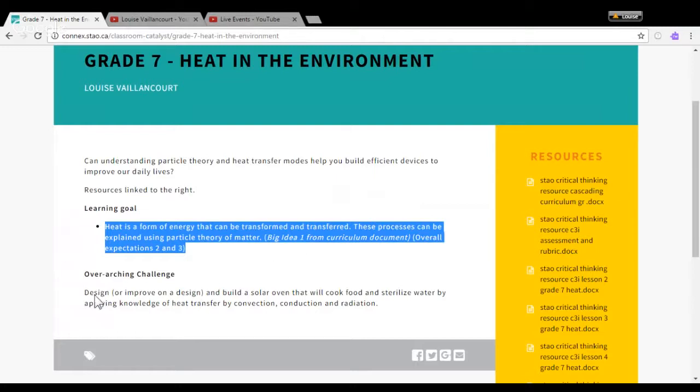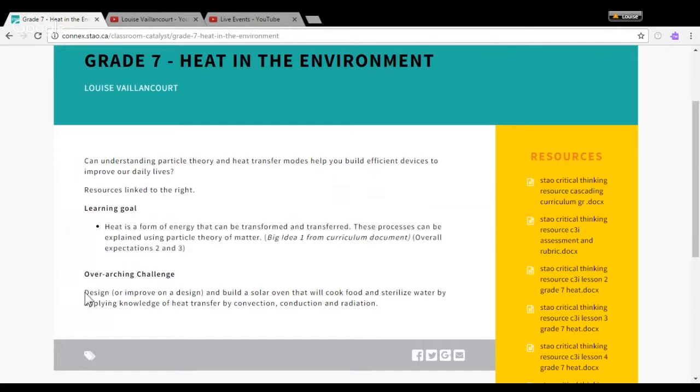But what's really important, what gets our students going, is our overarching challenge, and that's what they're going to actually do during the unit. And that is to design or improve on a design and build a solar oven that will cook food and sterilize water by applying knowledge of heat transfer by convection, conduction, and radiation.